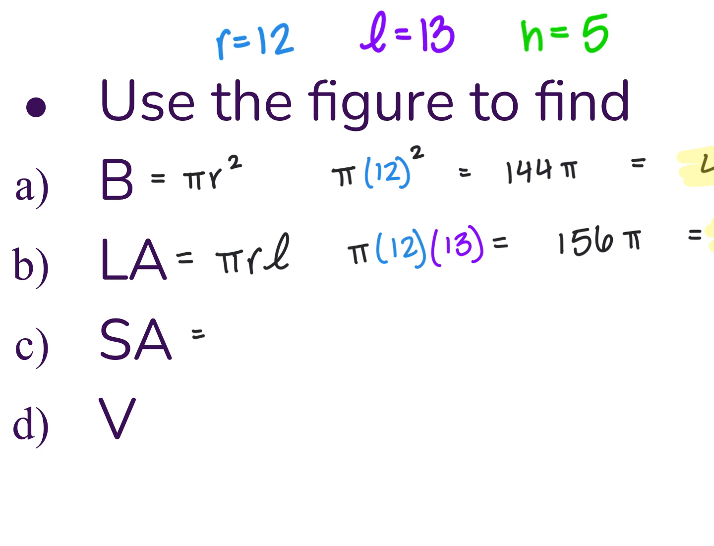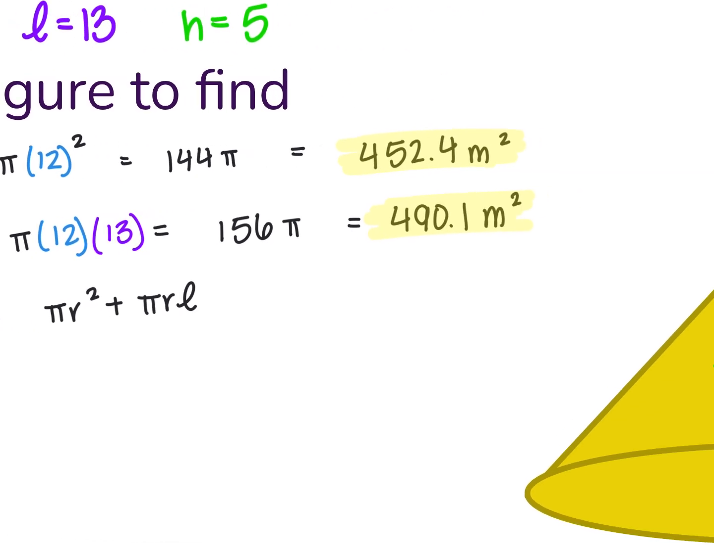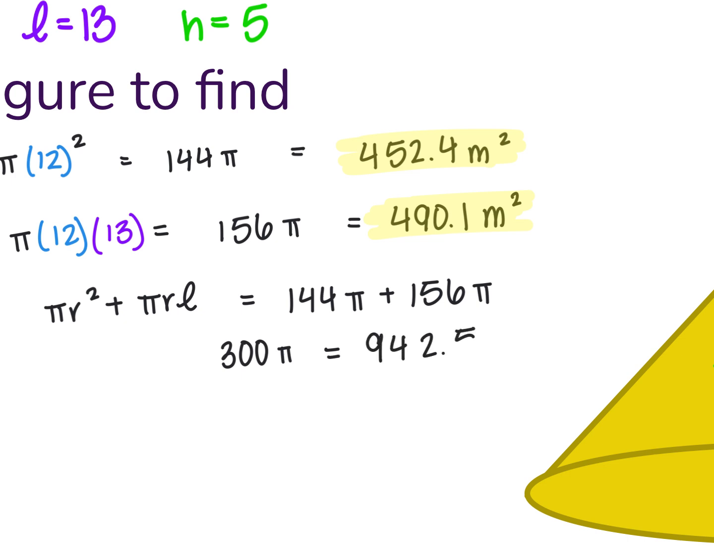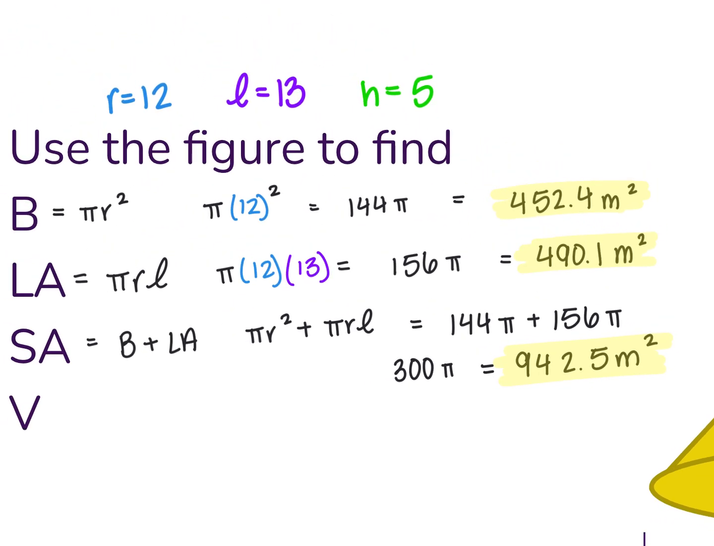Surface area or total area. I'm going to be adding both of these. My formula is my area of my base plus my lateral area, which is pi r squared plus pi r times my slant height. And I'm just going to take my pi's, 144 pi plus 156 pi, add those together. I'm going to end up with 300 pi. And then changing that to a decimal, I'm going to get 942.5 meters squared. Okay, question on that one. Do you have any questions on how I'm finding my surface area?